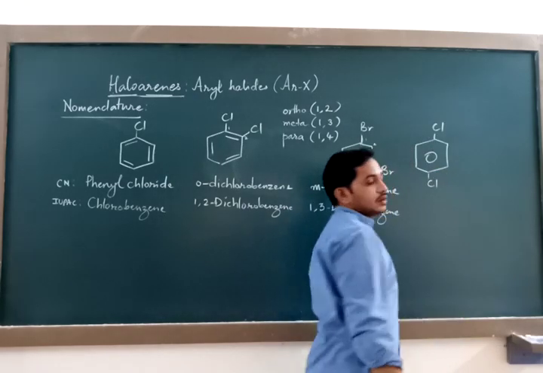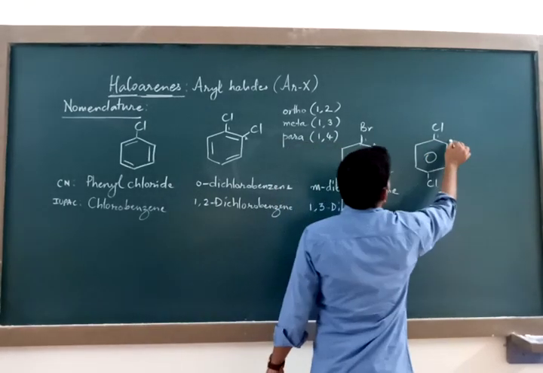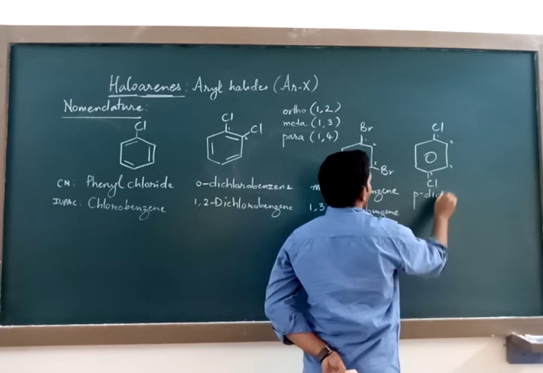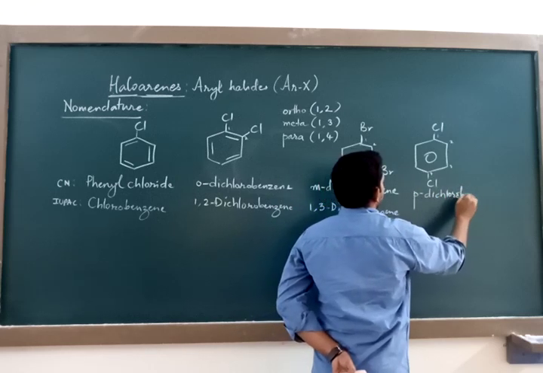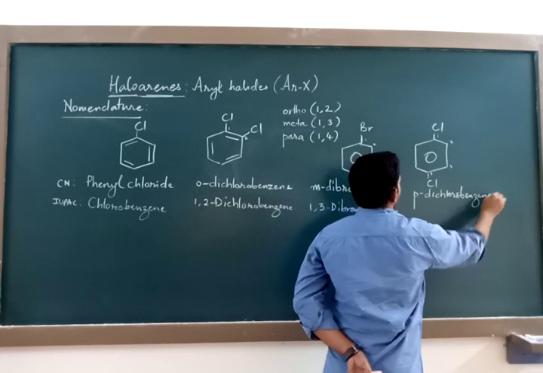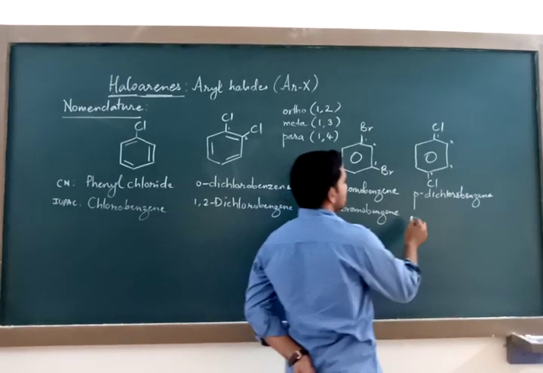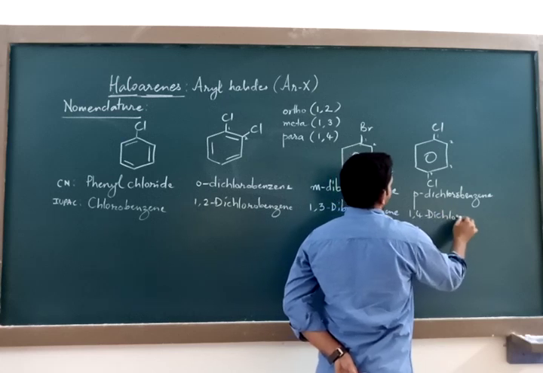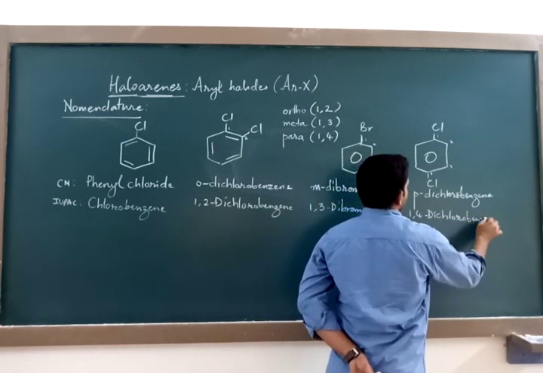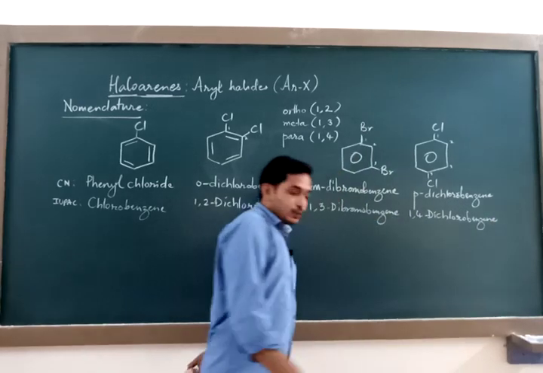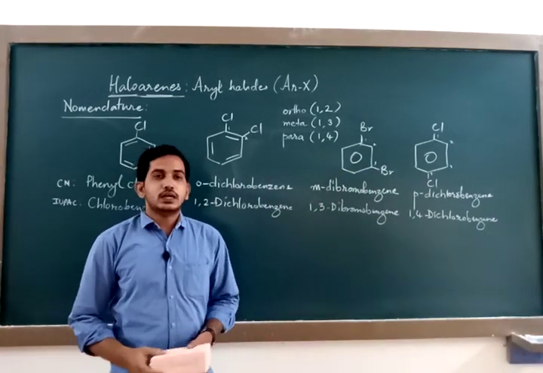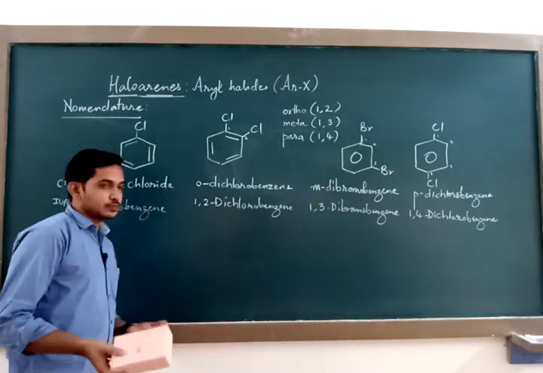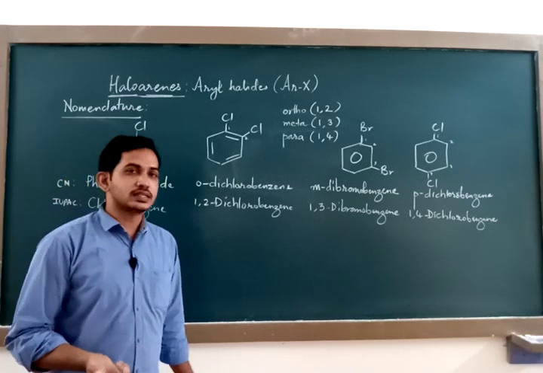This time the positions are 1, 2, 3, 4. Para dichlorobenzene. The IUPAC name will be 1,4 dichlorobenzene. For your syllabus, you have only di-substituted benzene derivatives nomenclature. If there are more than 2 substituents, such examples will not be asked in the exams.